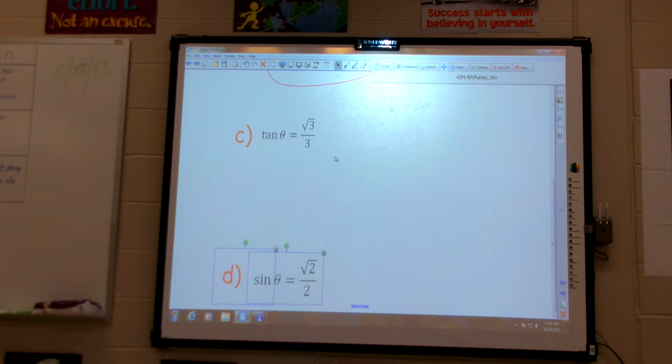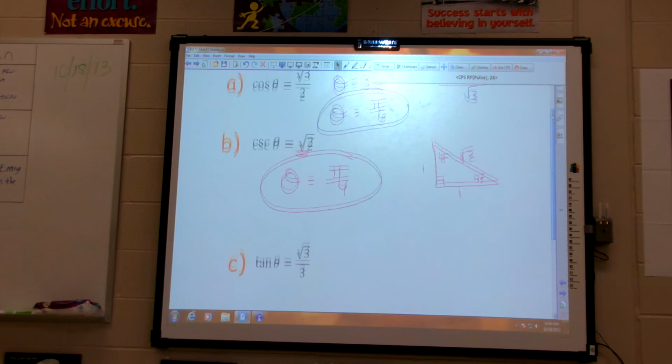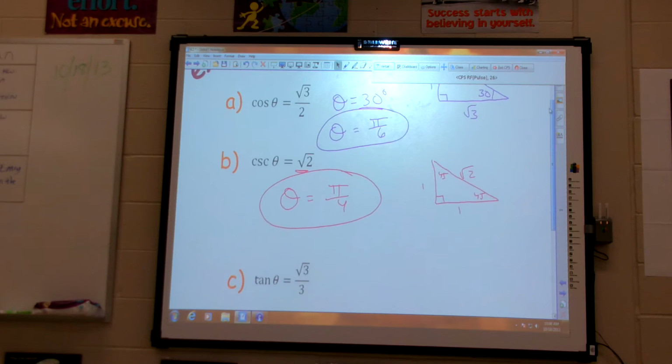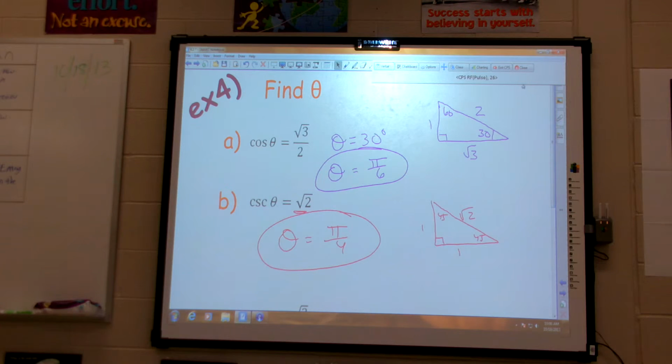Okay. Tangent of theta is square root of 3 over 3. Well, what triangle am I using? The 30, 60, 90, because you see that square root of 3, correct? So I have it drawn up here, so I'm going to go back up here. What I want: tangent of square root of 3 over 3. Now I only have two choices, right? So why don't you find the tangent of both and see which one works?